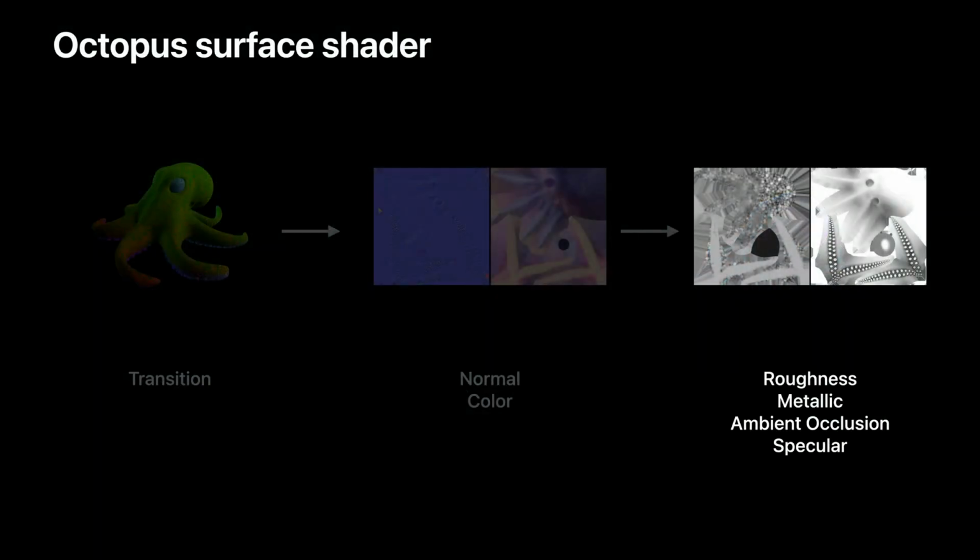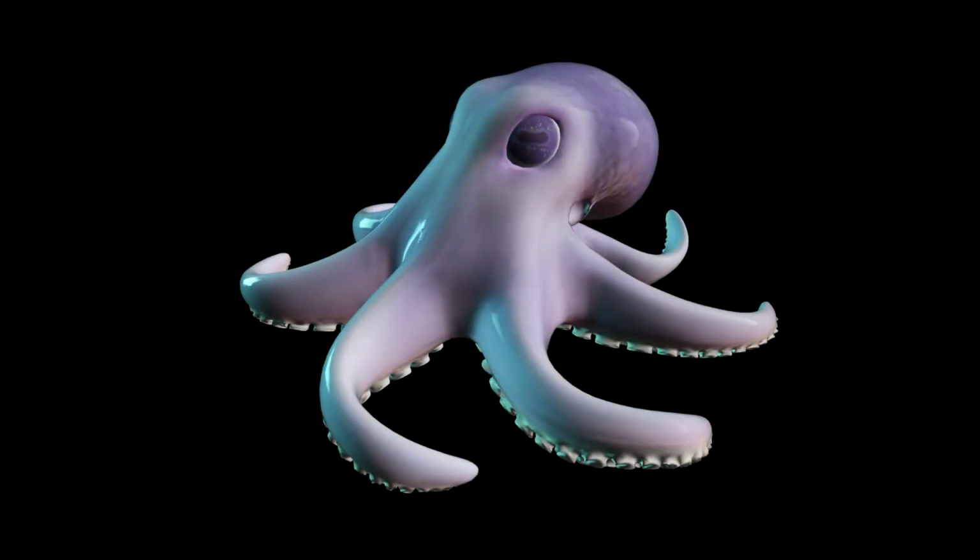Onto material properties. Here's our octopus so far, with color and normal. Let's see how surface properties affect its look. Roughness, which you'll see on the lower body, ambient occlusion, which will darken up the lower portions, and specular, which gives us a nice reflection on the eye and some additional definition on the body. Let's add these to our shader.